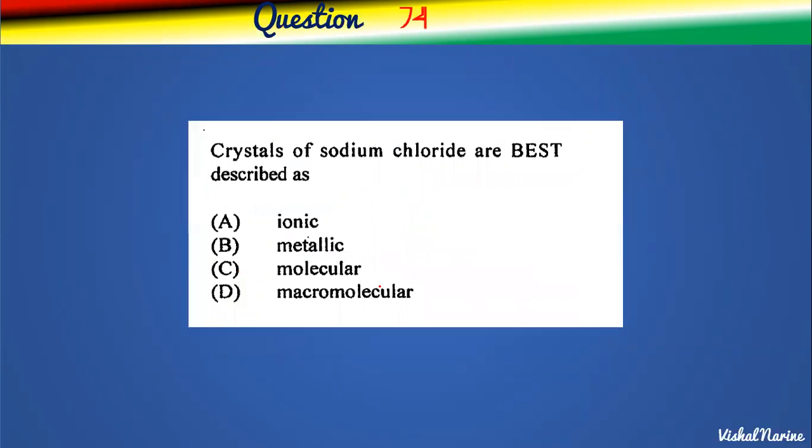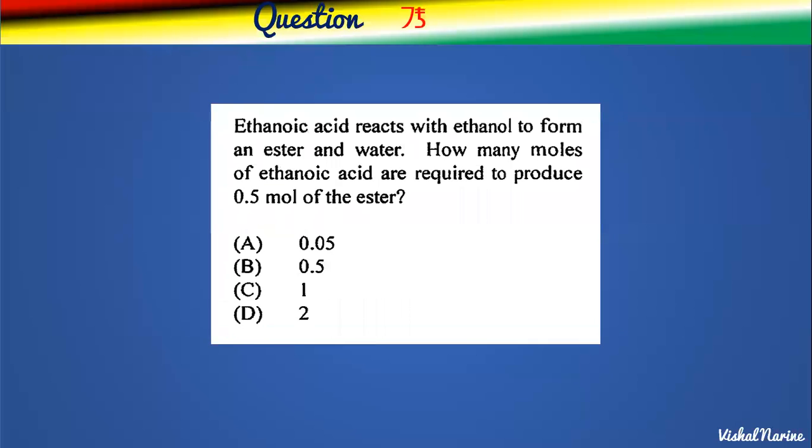Good. 74. Crystals of sodium chloride are best described as... Everybody has that right. 74 is ionic crystals. 75.